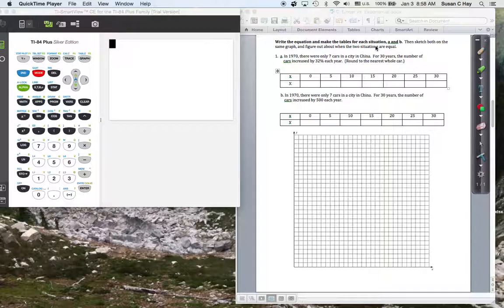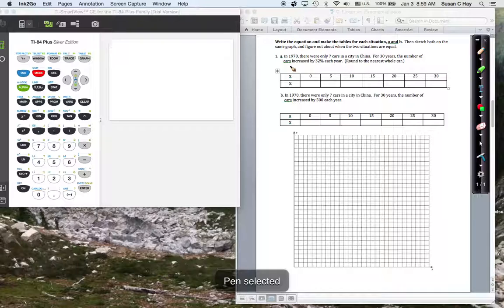So we're going to write the equation and make the tables for each of these situations, A and B, and then sketch both of them onto this graph down below. So for A, in 1970, there were only 7 cars in a city in China, and for 30 years the number increased by 32% each year. This gives you a clue that it's exponential. It's increasing by a percentage each year, so it's going to go up more and more and more. So we're going to need an exponential equation.